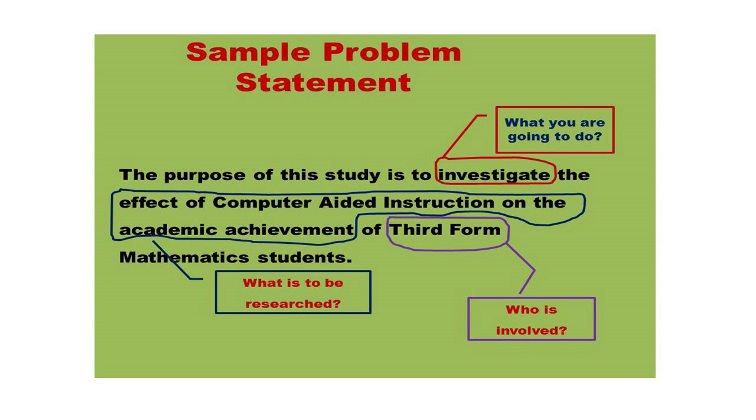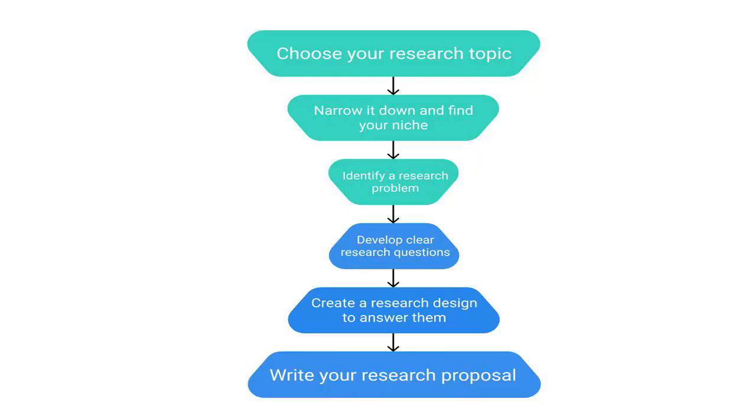Briefing the whole situation or process, we have this flow chart. Choose your research topic, narrow it down and find your niche, identify the research problem, develop clear research questions, because if they are not developed clearly, you won't be able to perform the research properly. Your research process will be affected by it. Then create a research design to answer them, and you are able to write your research proposal. If you go through these steps clearly, only then are you able to write the research proposal.